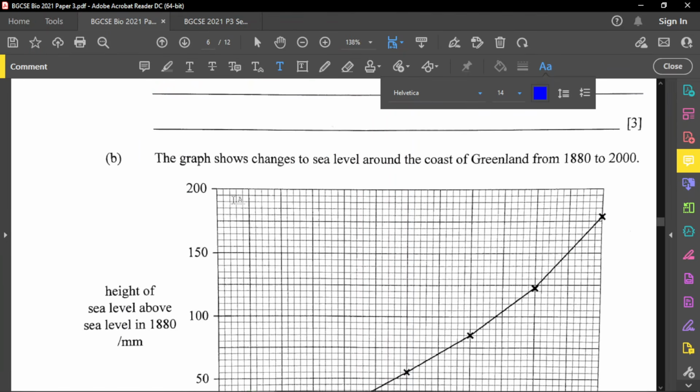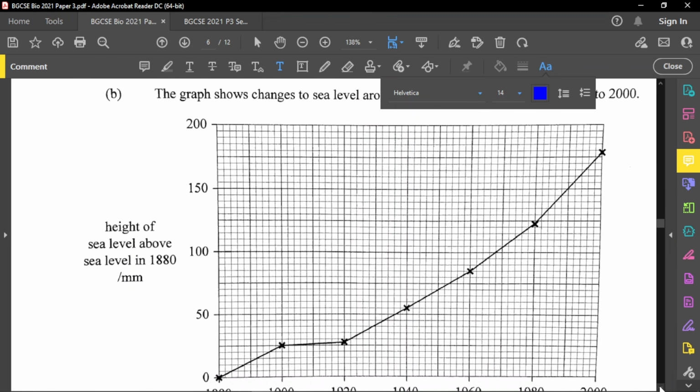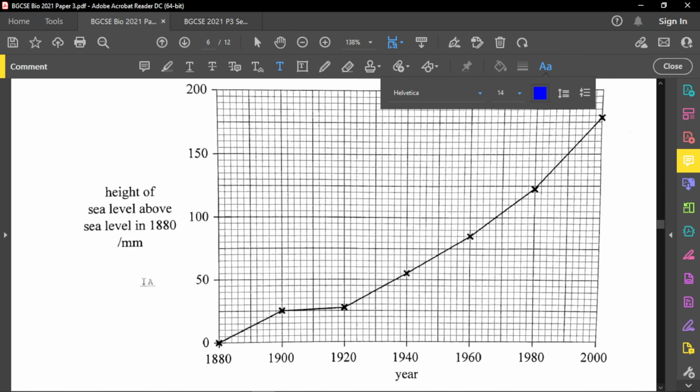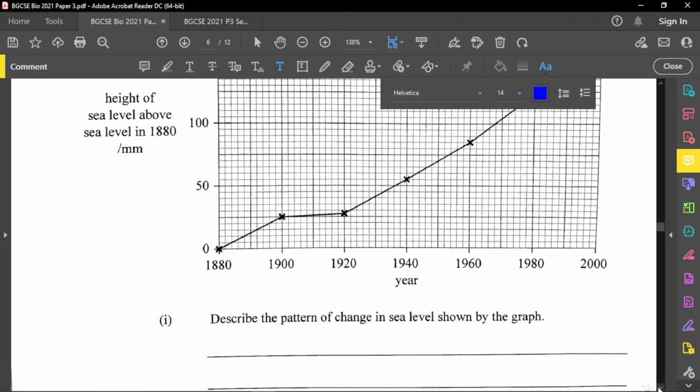Now part B of this question states that the graph shows changes to sea level around the coast of Greenland from 1880 to 2000. Let's make a note right here: notice on the y-axis the height of sea level above sea level in 1880. So 1880 is our benchmark, our standard for observing what took place over a period of time. 1880 was the start, and then gradually you see over to 2000. Notice there are changes as we go along, generally an increase in sea level over a period of time.